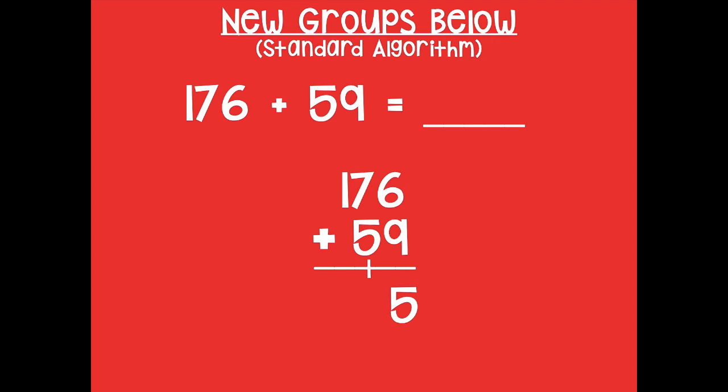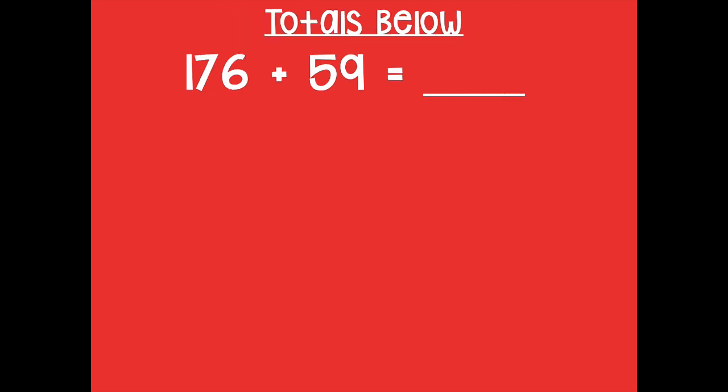So then I add my tens. So 7 plus 5 plus 1 is 13. So I put my 3 in the tens place and my new 100 that I made in the hundreds place. And then I have 100 plus 100, so 1 plus 1 equals 2. So 235 is my total for my new groups below. Let's check it out with our totals below to see if we get the same answer of 235.